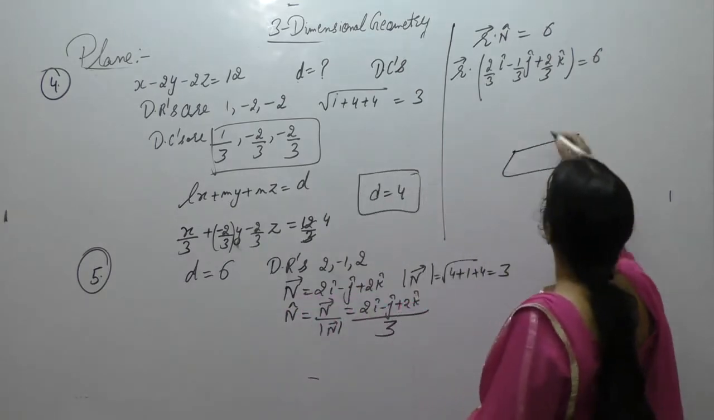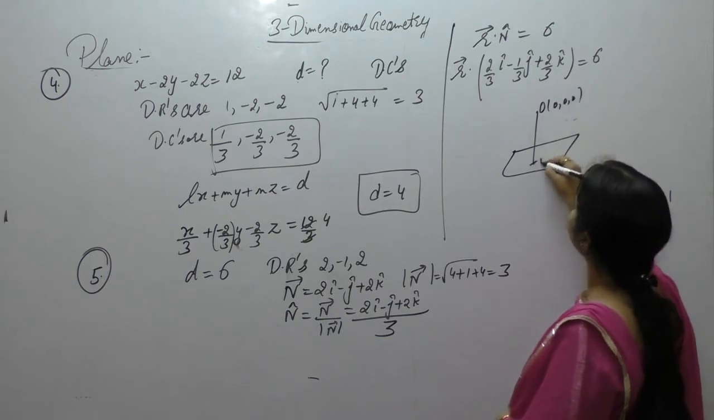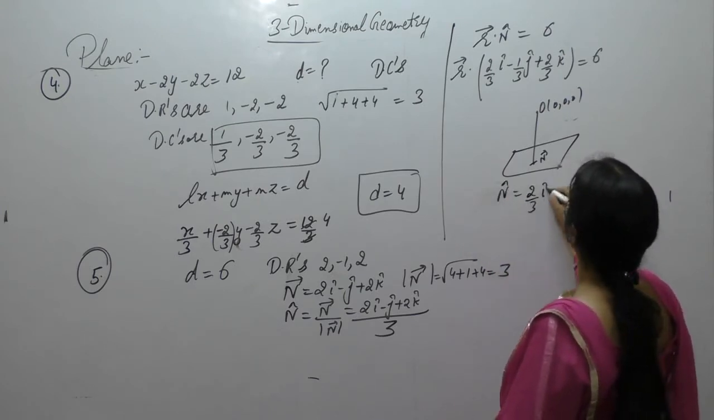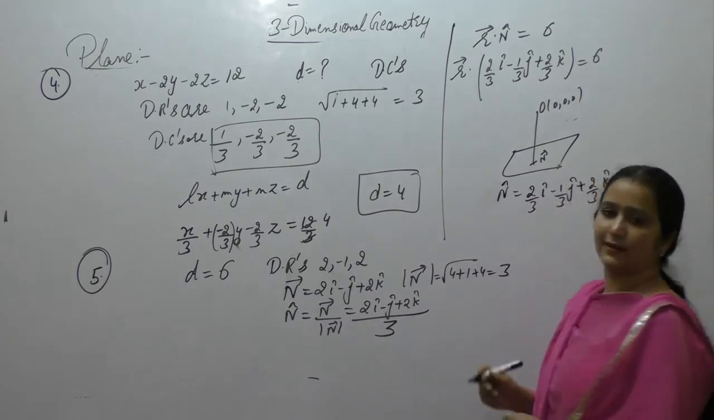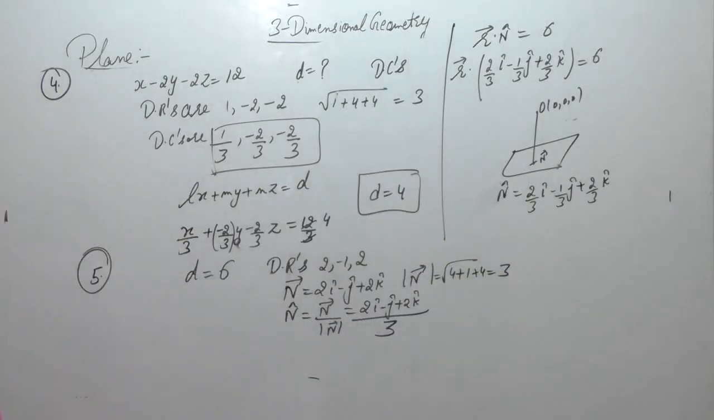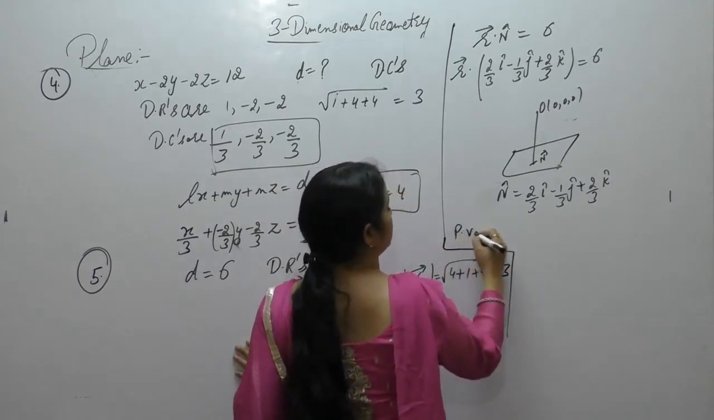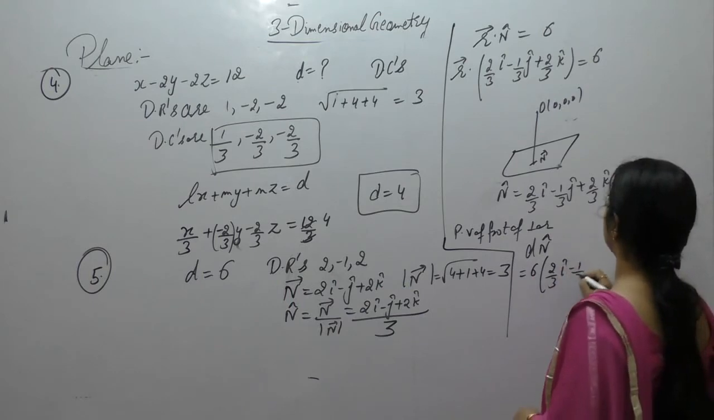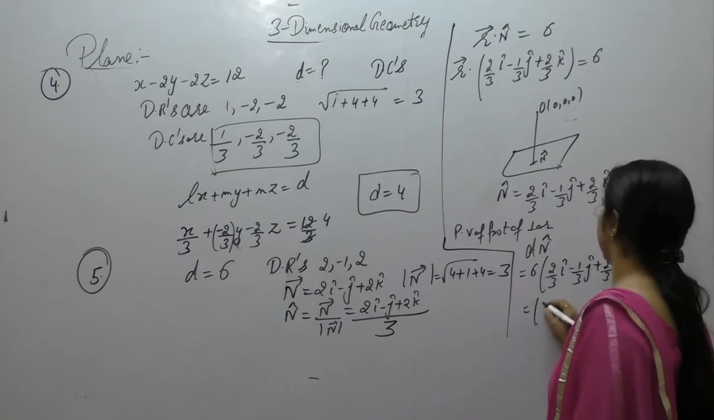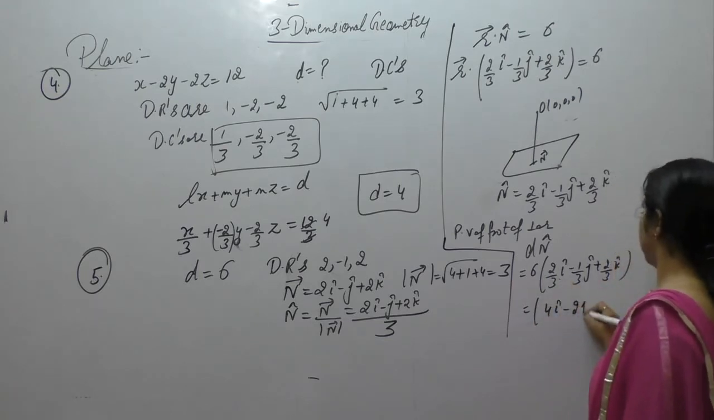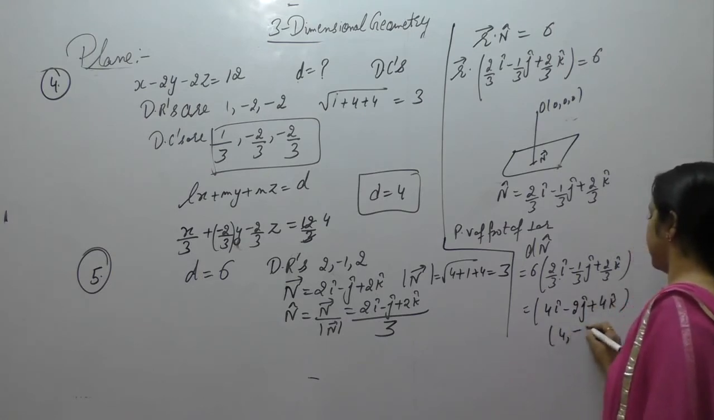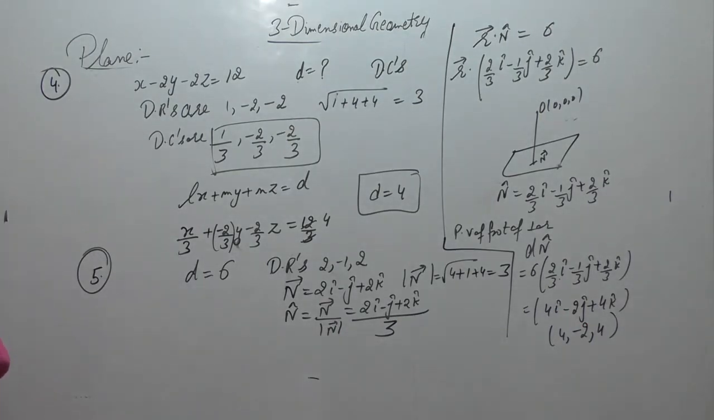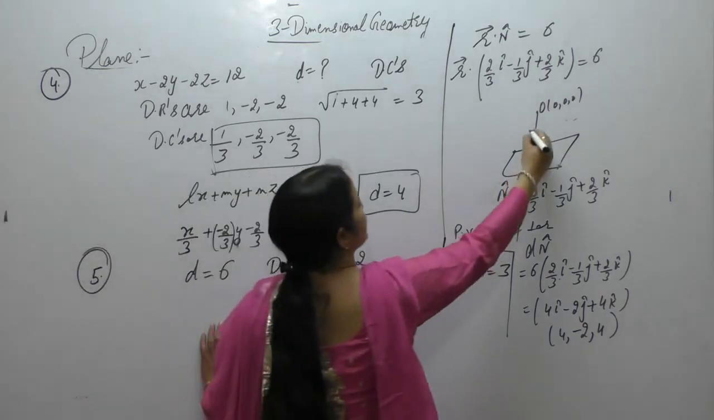The position vector of foot of perpendicular drawn from origin. This n vector is given: 2 by 3 i minus 1 by 3 j plus 2 by 3 k. It is d into n cap, that is 6 times 2 by 3 i minus 1 by 3 j plus 2 by 3 k, which is 4i minus 2j plus 4k. So coordinates of foot of perpendicular are 4, minus 2 and 4. The distance between this and the origin is given 6.